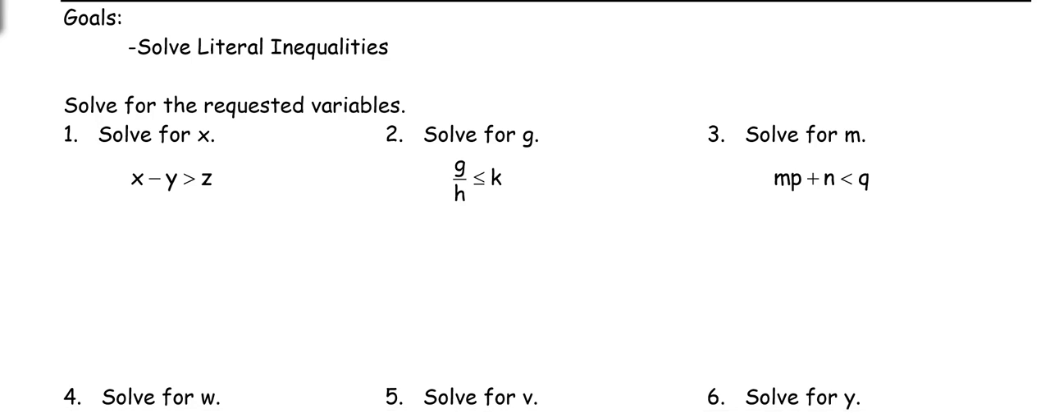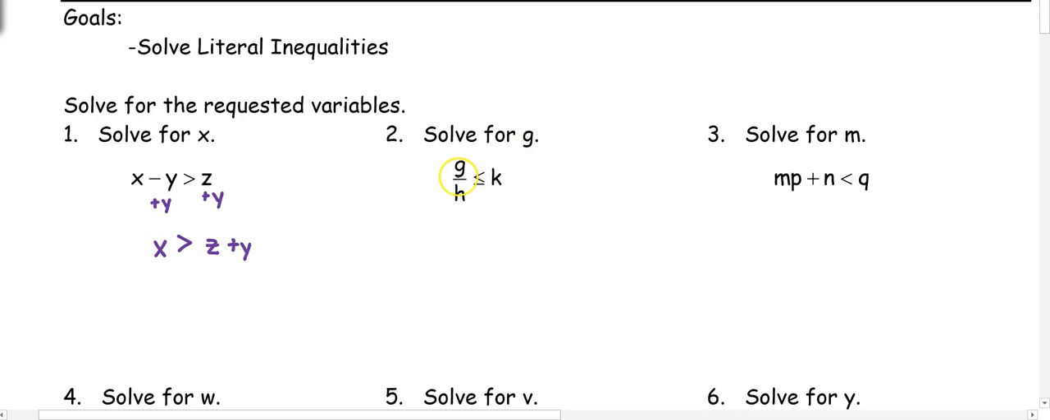So in number one, we have solve for x. Right now we have x minus y is greater than z. To get x by itself, we need to move this y, and because it was subtracted, we're going to add y to both sides. So we get x is greater than, remember that z and y don't combine, so we're just going to write them next to each other. So x is greater than z plus y.